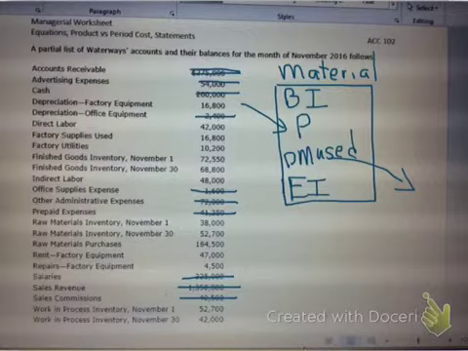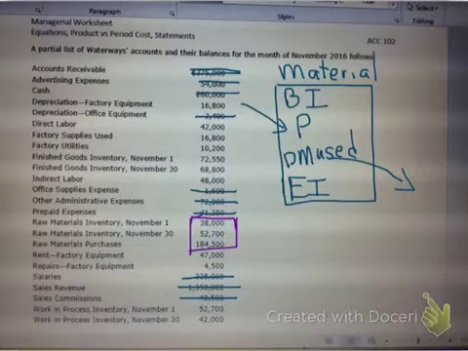So the first box that we are looking at is going to be this material inventory account, because remember, we have 3 inventory accounts with our manufacturing accounting. We have our material inventory, our work in process inventory, and our finished goods inventory. Looking at material inventory, we're going to look at the beginning inventory and ending inventory, and then we will also be looking at the raw material purchases.